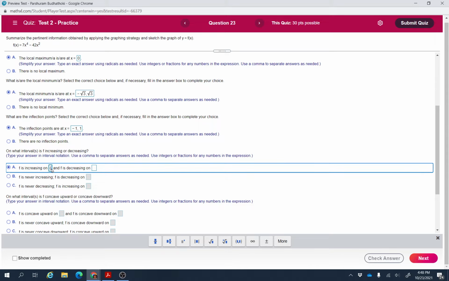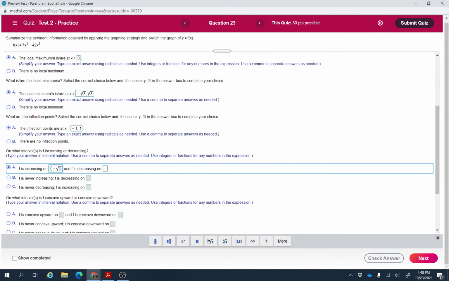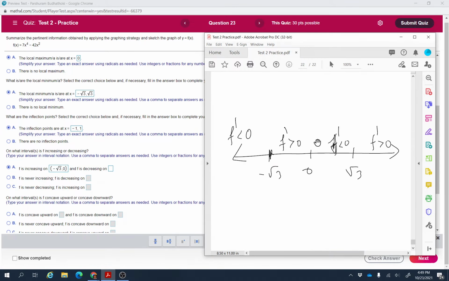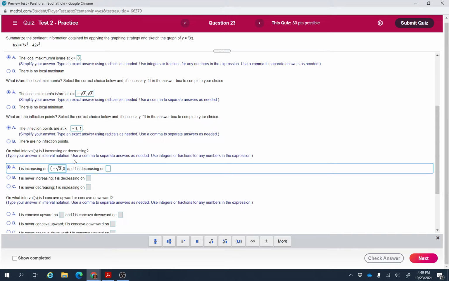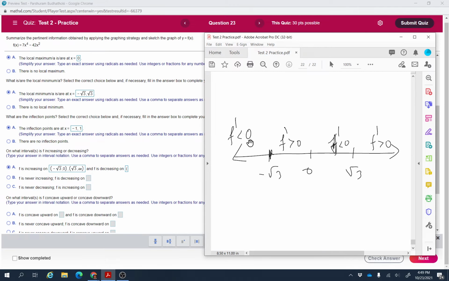So the function is increasing from negative square root of 3 to 0, and type your answer in interval notation. Use a comma to separate answers. So we have to use the comma here. Square root of 3 to infinity. That's where the function is increasing, because the first derivative is positive there, and then decreasing here.